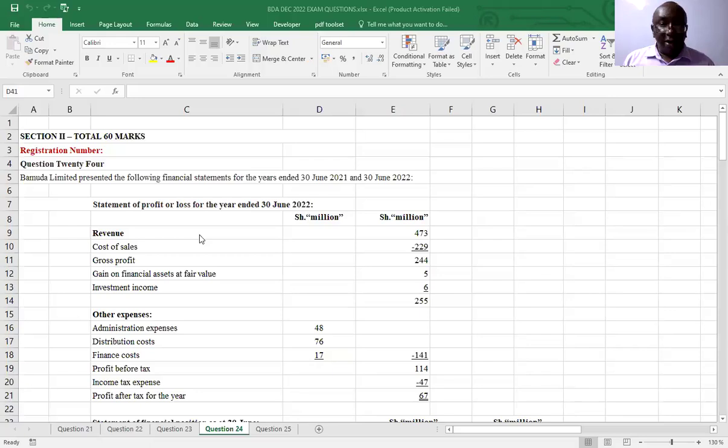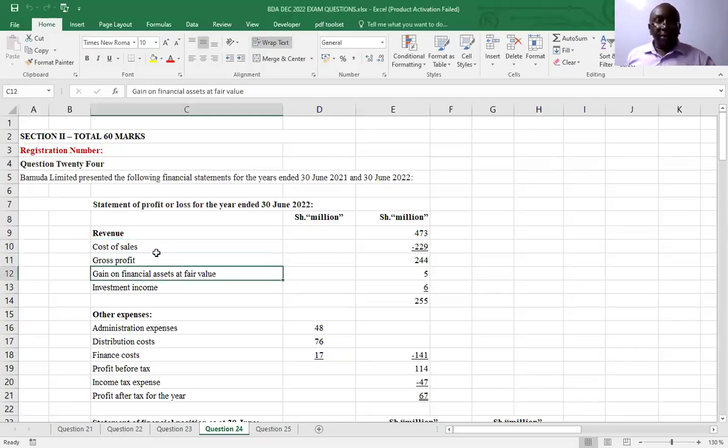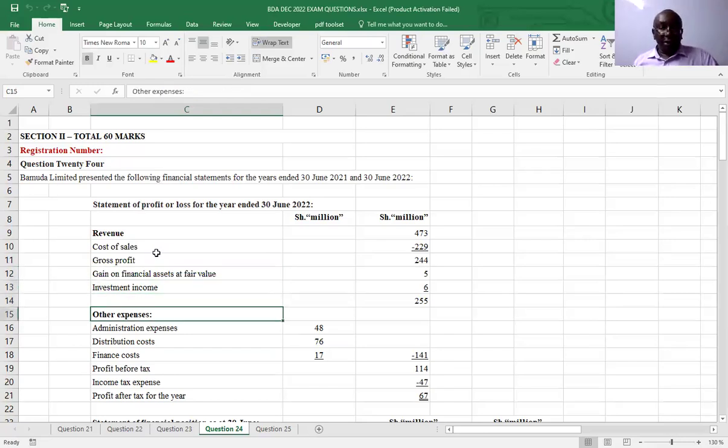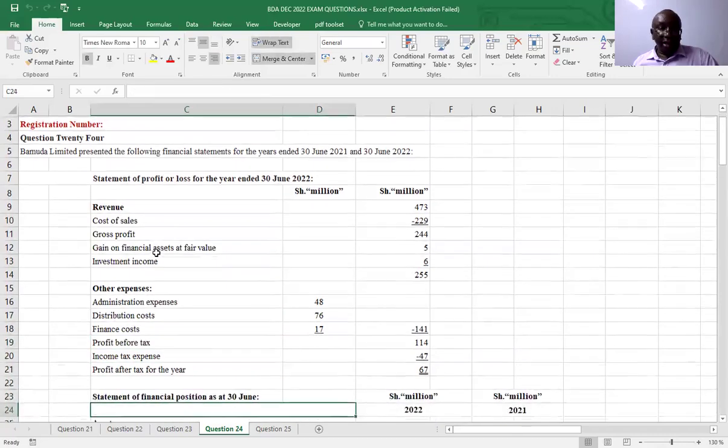So we are given revenue, cost of sales, we have the gross profit, we have the gain on financial assets at fair value, we have the investment income, we have other expenses, administration expenses, distribution costs, finance costs, profit before tax, income tax expense, profit after tax for the year.